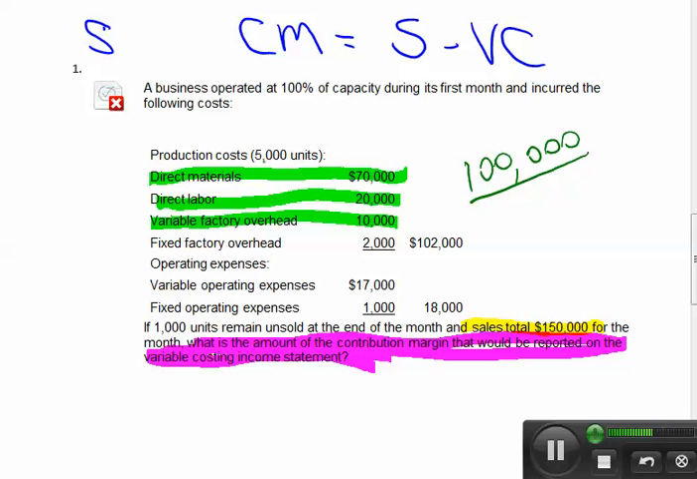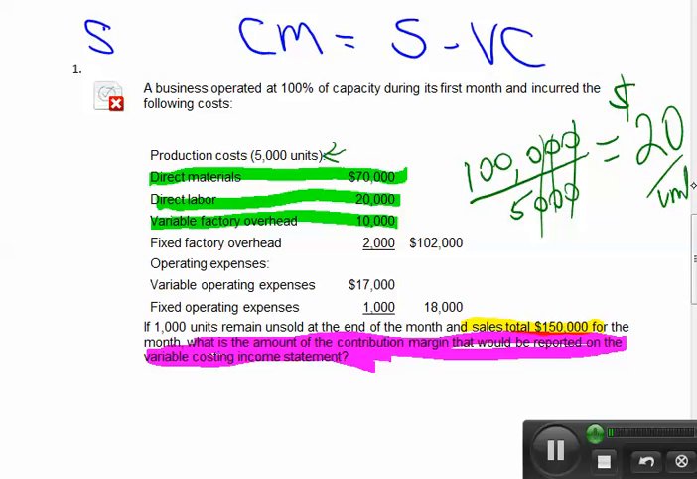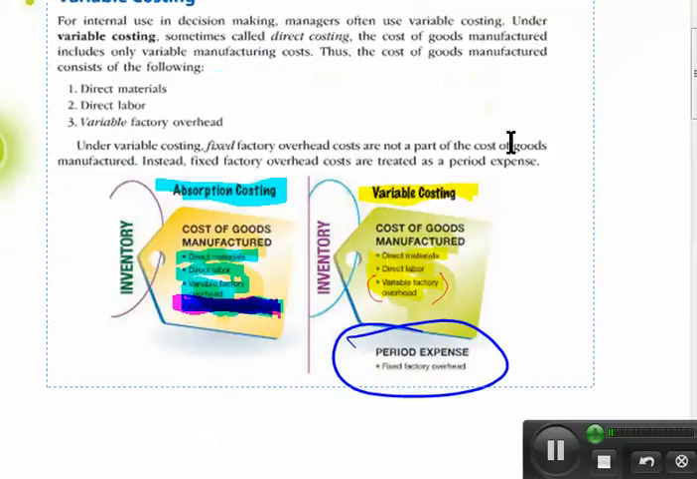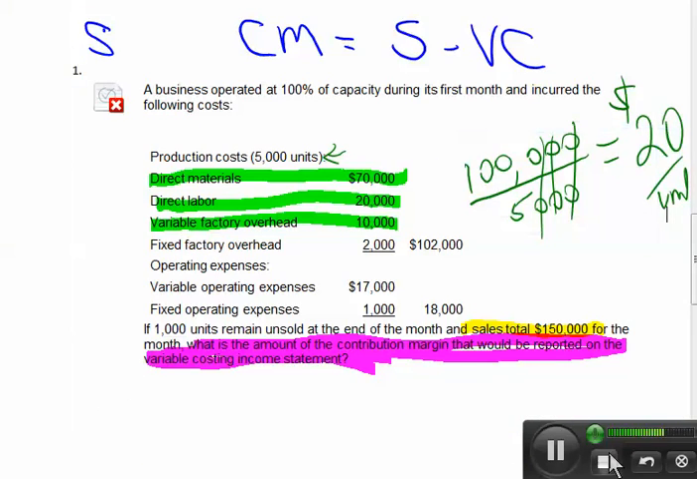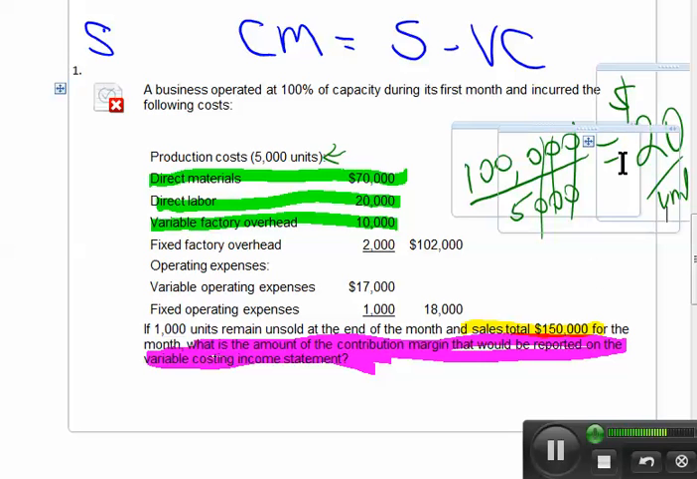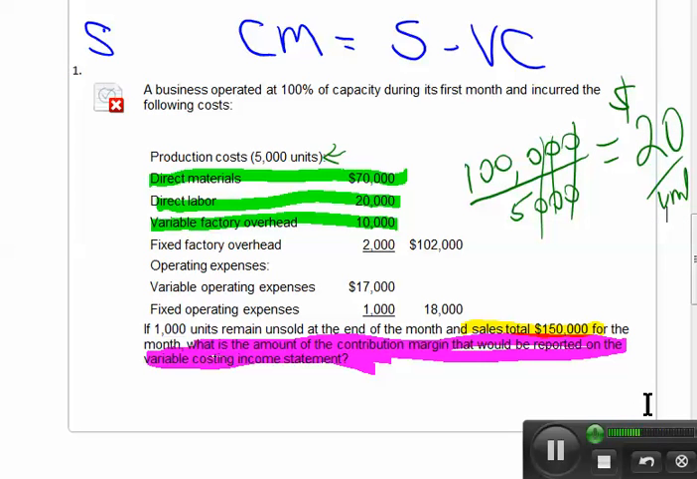Now I've manufactured 5,000 units, so I have to divide that. That will give me a cost of $20 per unit. Okay? So $20 per unit. Now, I can multiply the $20 per unit times the number of units that were sold.